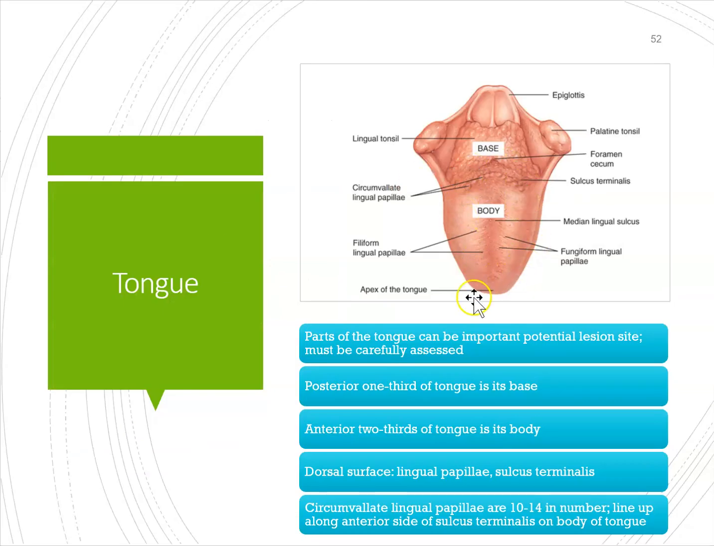Your tongue needs to be palpated. It's a very important lesion site. If you see lesions, you're bound to see them on the tongue. Keep in mind that we have papillae on our tongue. We have the circumvallate lingual papillae, which is right here, further back. We have filiform and fungiform as well.